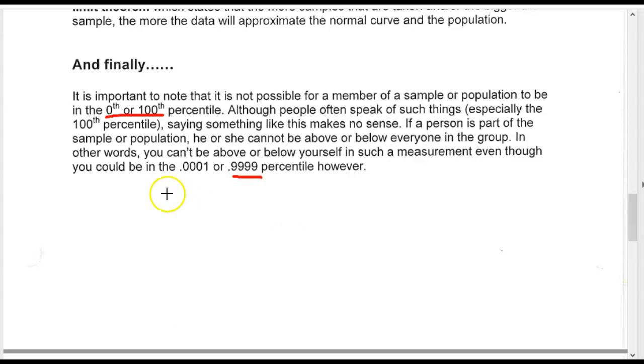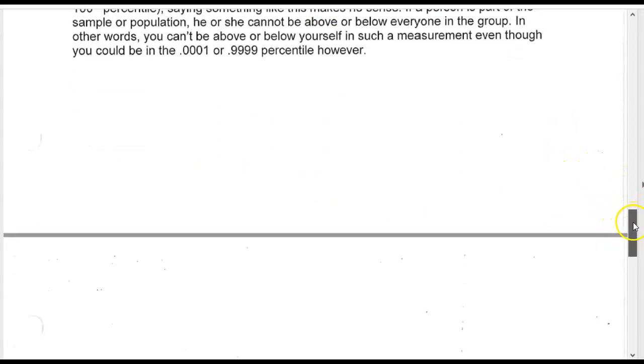Same thing on the bottom end. 1 percentile, maybe. 0.0001, that's even possible. But you're not in the 0th percentile. There's no such thing. That's kind of a myth that a lot of people don't understand. So no matter how smart you are or how rich you are or how strong you are, you're not in the 100th percentile, nor are you in the 0th percentile. If you are part of the group that you're talking about, then you're somewhere in between. Is that a little confusing? Maybe, but I think it makes some sense.